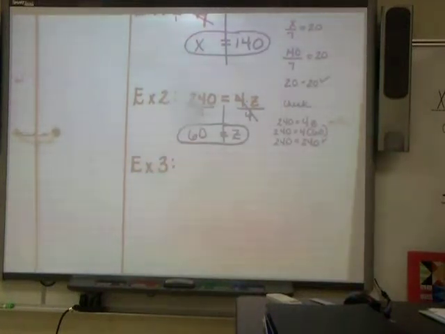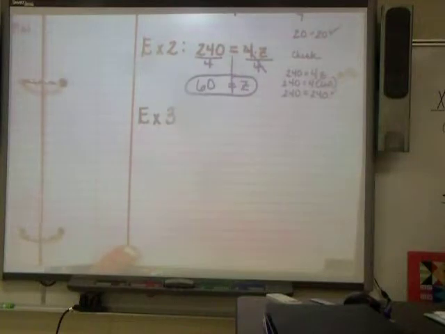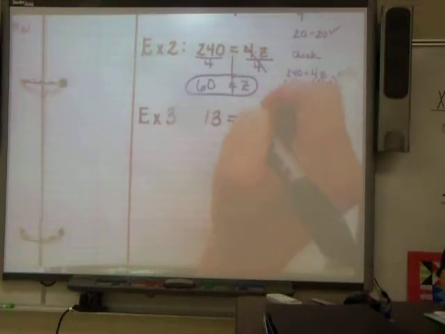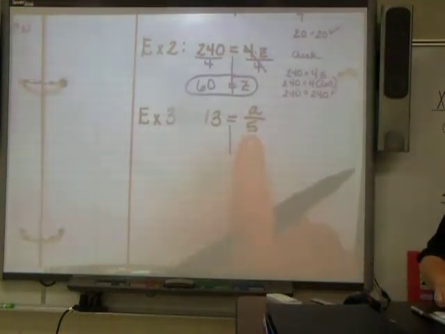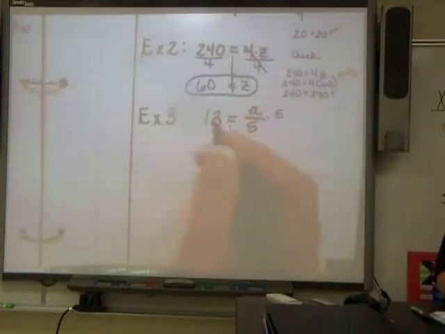Example 3. Thirteen is equal to a divided by 5. It's an equation. Here is my balance. What has been done to a? It has been divided by 5. What's the opposite of divide? So I'm multiplying by 5. I'm multiplying by 5, both sides.